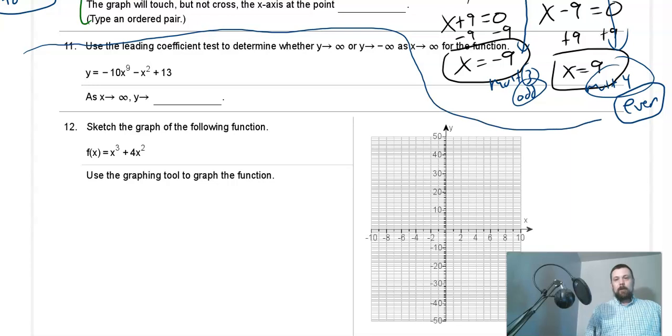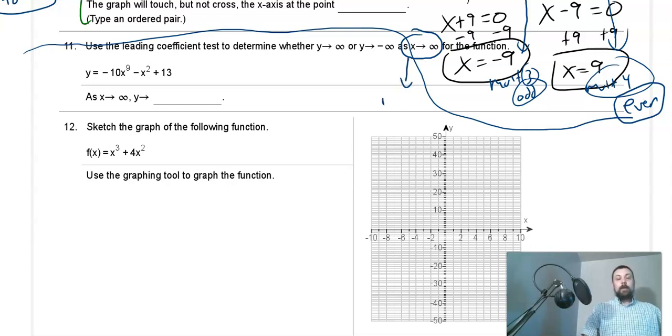Let's look at this next problem here, number 11. This one is another quick one. This one was pretty quick, even though there were a lot of details to look at. It says, use the leading coefficient test, this is for end behavior, to determine whether y approaches infinity or negative infinity as x approaches infinity. So we're only looking in one direction here for this end behavior.